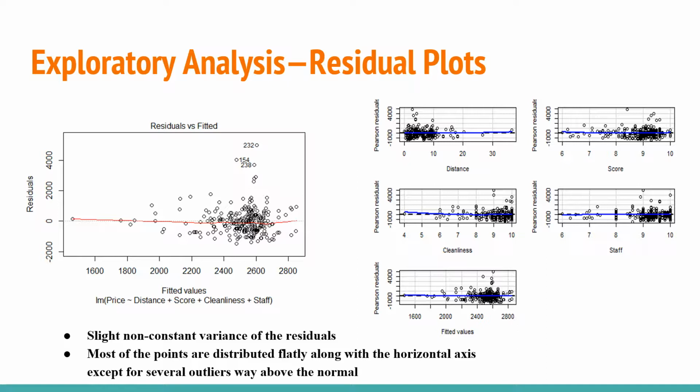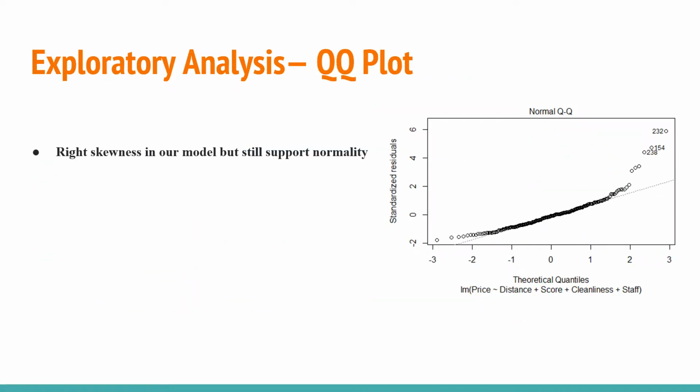Then, as we could see generally in the residual plots for several individual variables, most of the points are distributed flatly along the horizontal axis, except for several outliers way above normal. We could also say that this linear regression model is appropriate for the data. Lastly, we did the QQ plot, which indicates right skewness in our model but still supports normality.